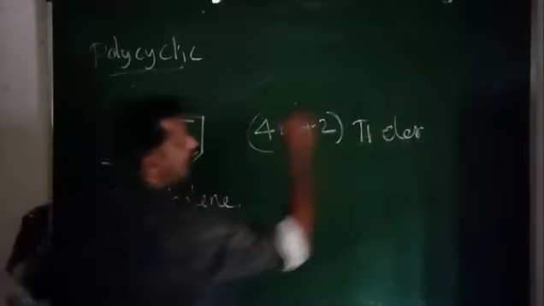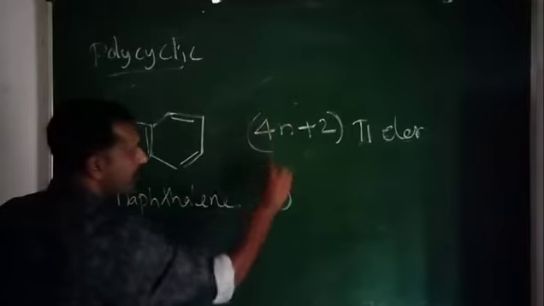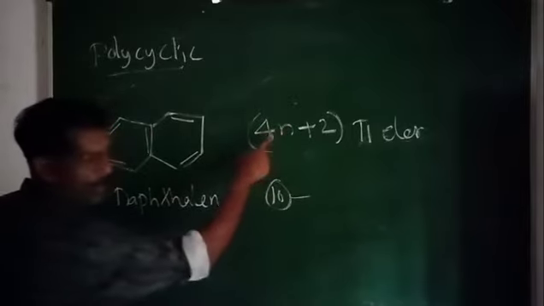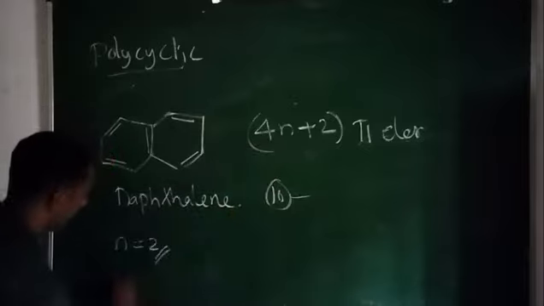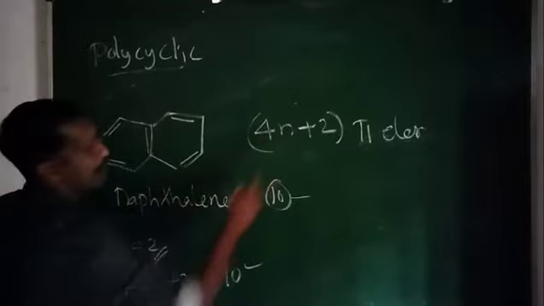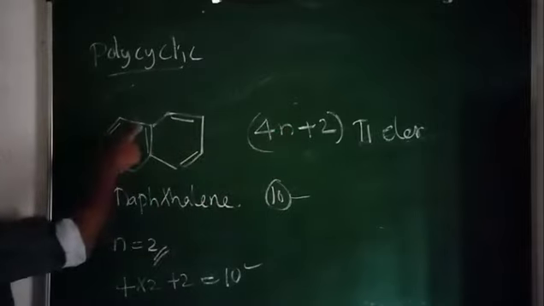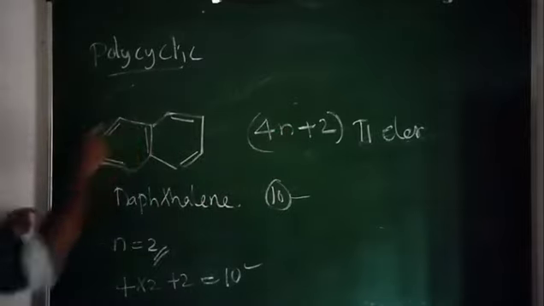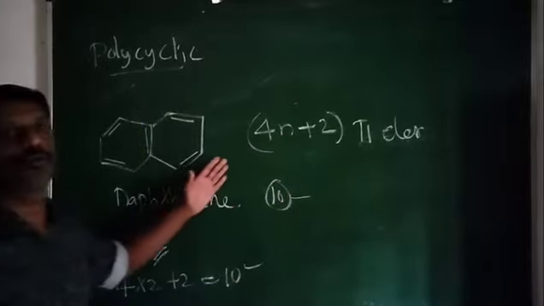Look at it here, how it is satisfying this condition, 4n plus 2 pi electrons. First you count the number of pi electrons in this system: 2 plus 2, 4, 6, 8, 10. What is the number of pi electrons in the system? 10. When you give a number for n in the equation, when n equals 2, what do we get? 4 into 2 plus 2, that is 10. That means the number of pi electrons is equal to the 4n plus 2 value. Both are 10. So it is satisfying the 4n plus 2 pi electron system.